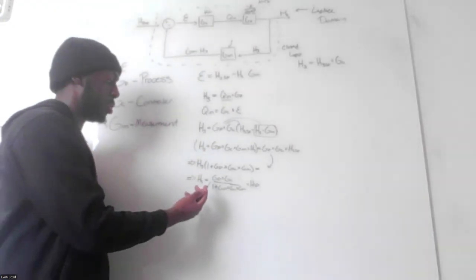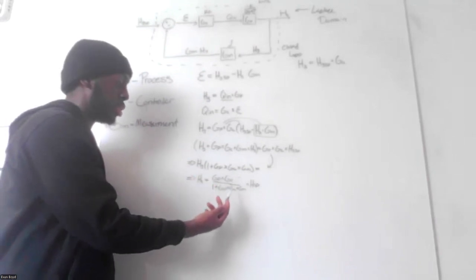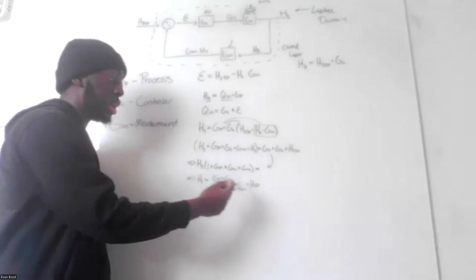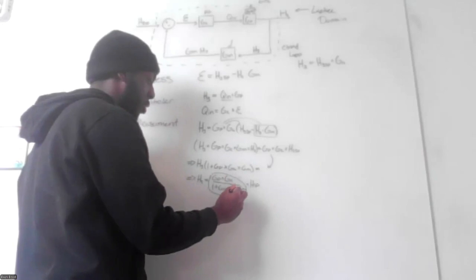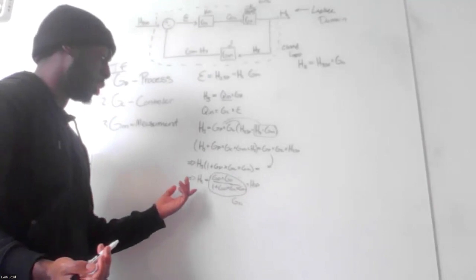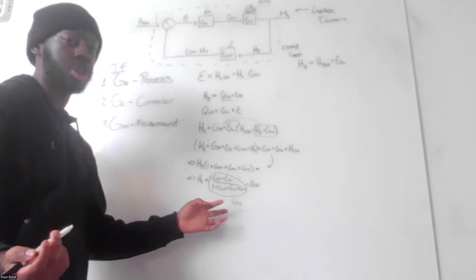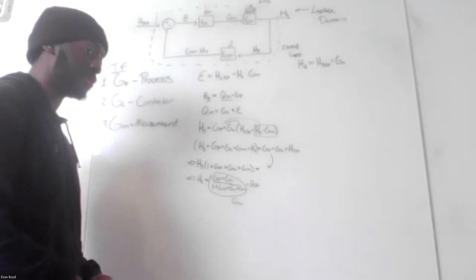Okay, so let me restate this again. We have the height of tank 3 is equal to our proportional controller times our process times our controller, divided by 1 plus our process times our controller times our measurement system, times the height of the set point. If you compare what we have up here to this, it's the exact same, because this is our transfer function of the closed loop. So this is the equation to determine the height of tank 3 and to determine our GCL, our closed loop transfer function. Okay.